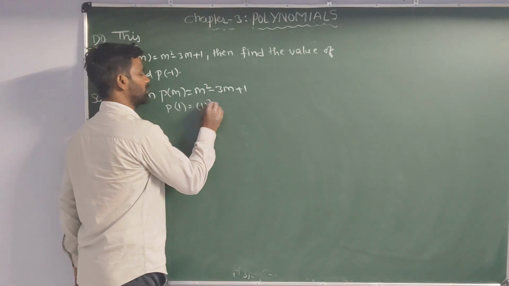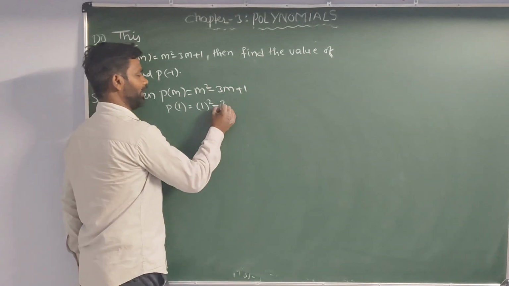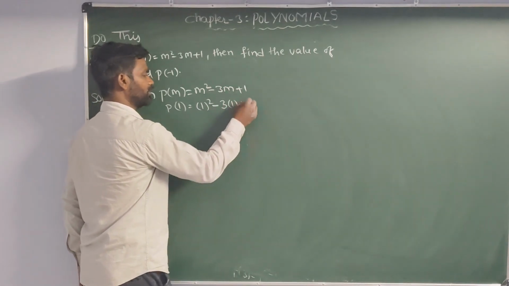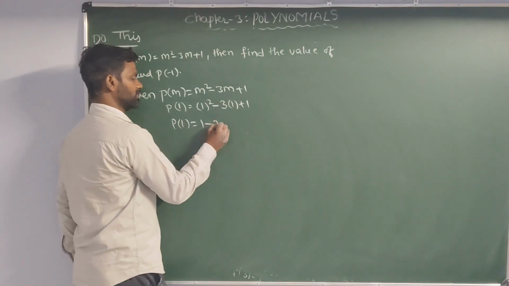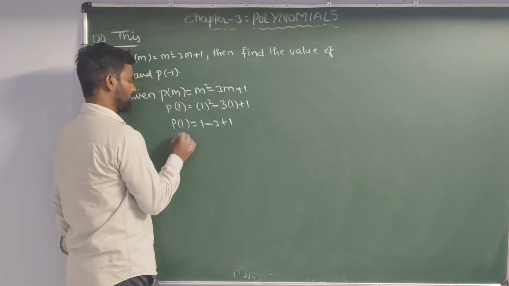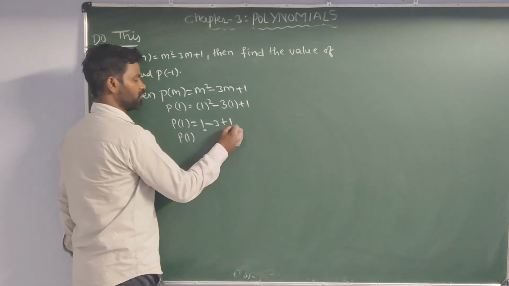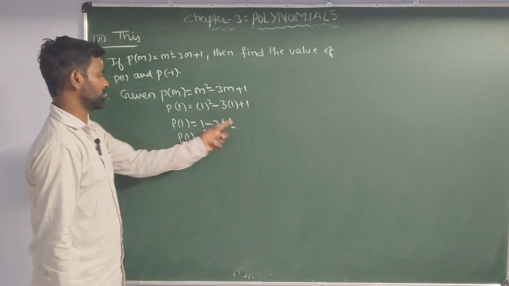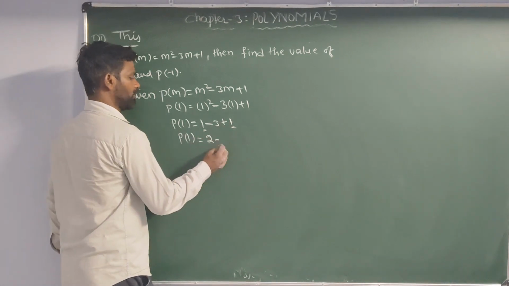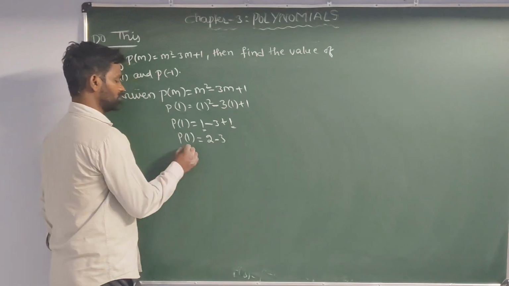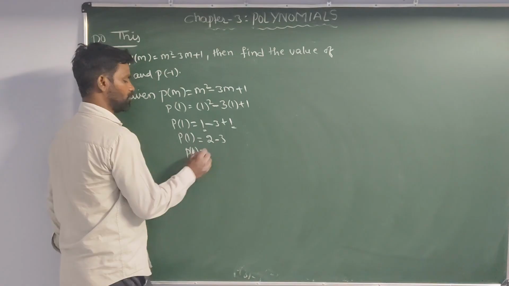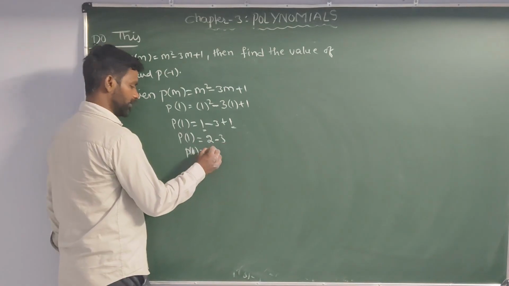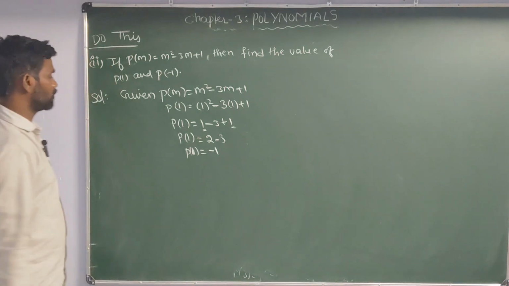That is 1 square minus 3m. In the place of m, we are writing 1 plus 1. So P of 1 is equal to 1 square is 1 minus 3 ones are 3 plus 1. Add the positive values. This is a positive value and this is a positive value. That is 1 plus 1, it is 2 minus negative value, this 3. Therefore, P of 1 is equal to 2 minus 3. It is minus 1. So P of 1 is equal to minus 1.